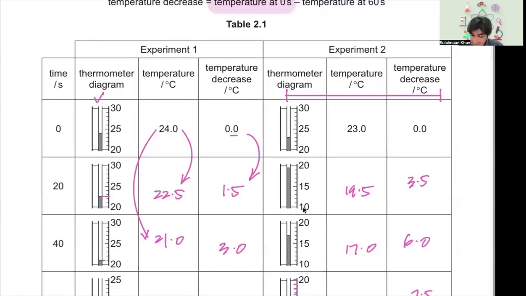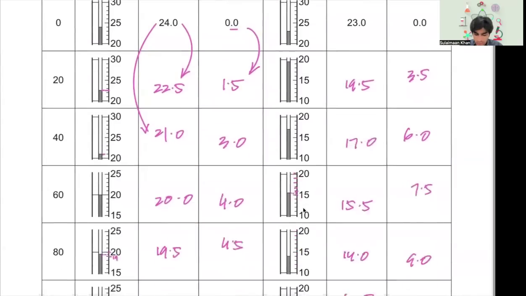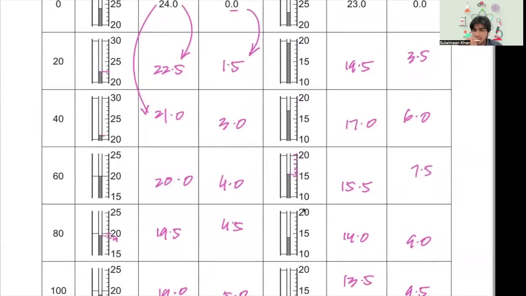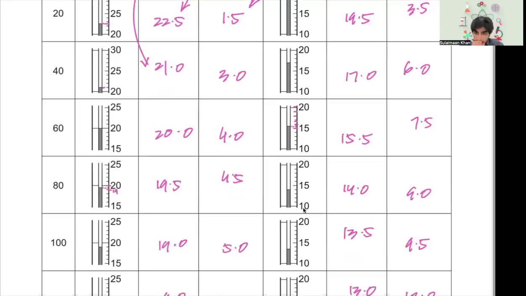My question to you guys is, if I look at the conclusion for this, is this an endothermic reaction or is this an exothermic reaction? We are more interested in temperature decrease. You may be right, let's see.